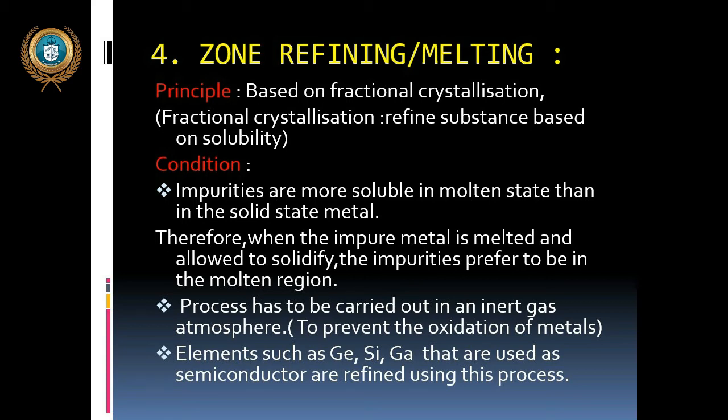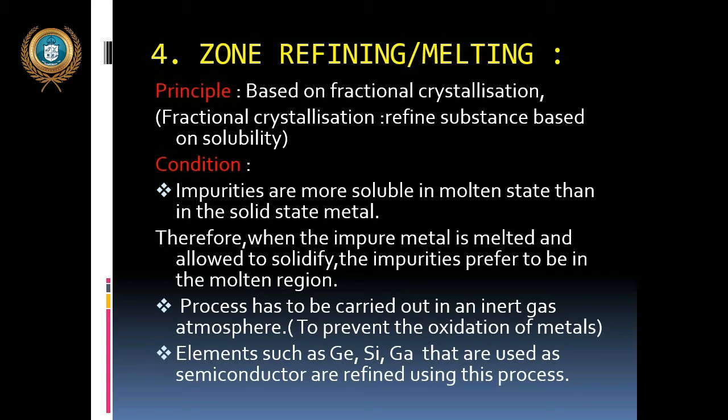Let us see in the process how the reaction is happening. The condition here is that impurities are more soluble in the molten state than in the solid state metal. As we said in the principle, the fractional crystallization is based on solubility. So the impurities' solubility nature is such that they will be more soluble in the molten state than in the solid state metal.